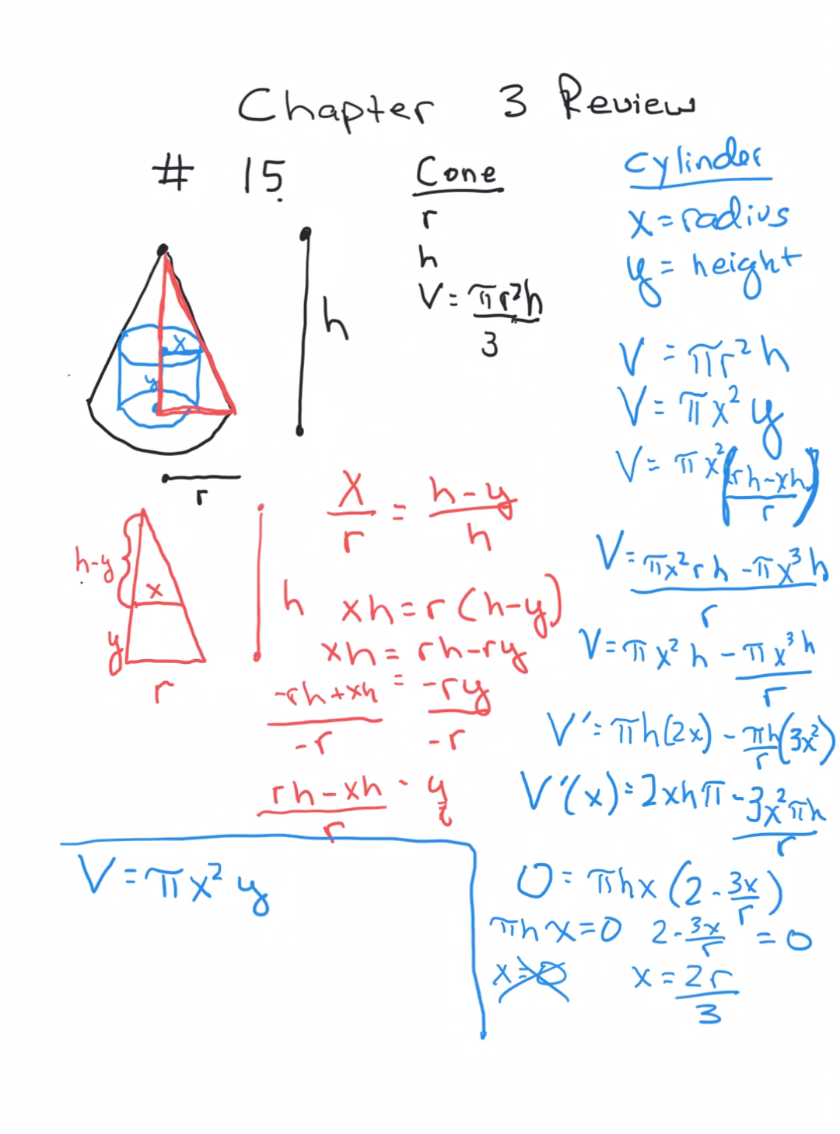Now check this out. Do you see how x is 2r over 3? See where we're going with this? Very tricky, isn't it? We are going to plug 2r over 3 in for x.